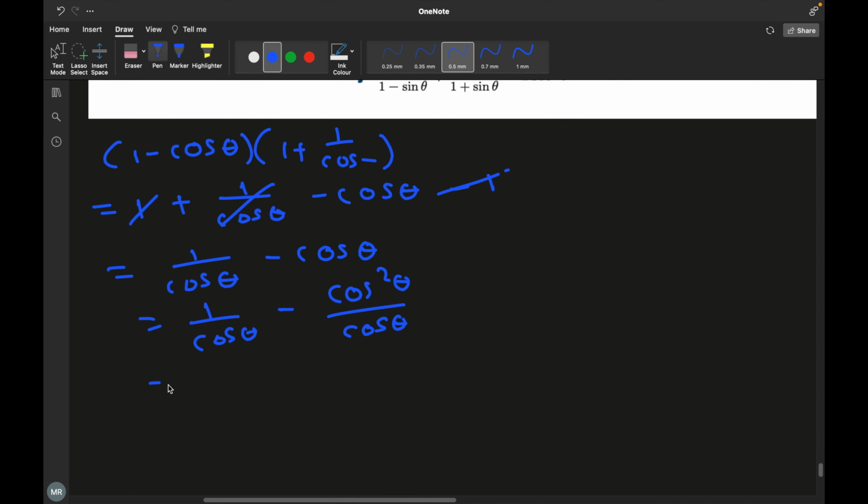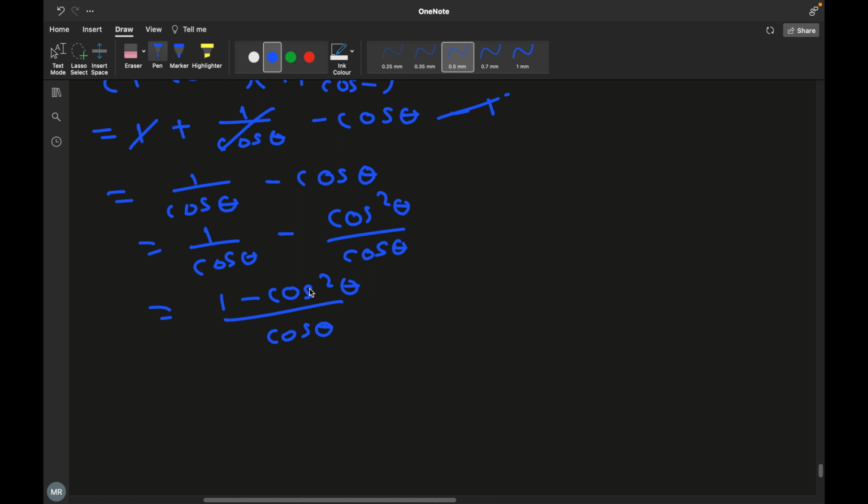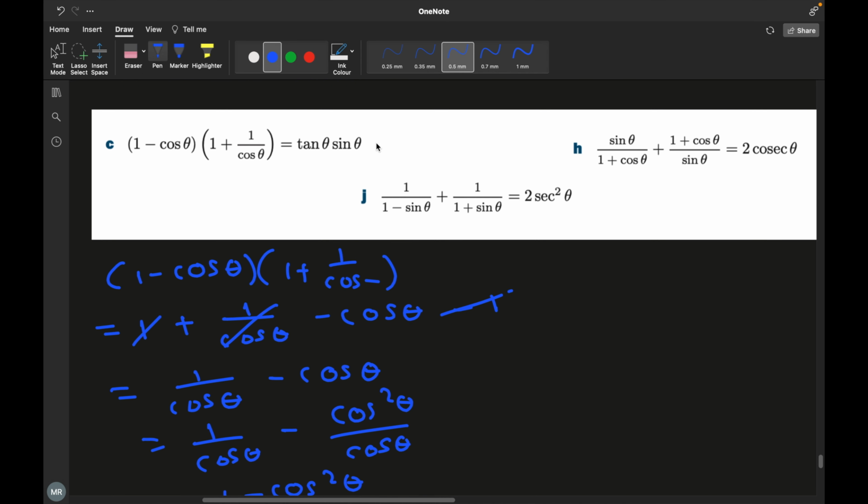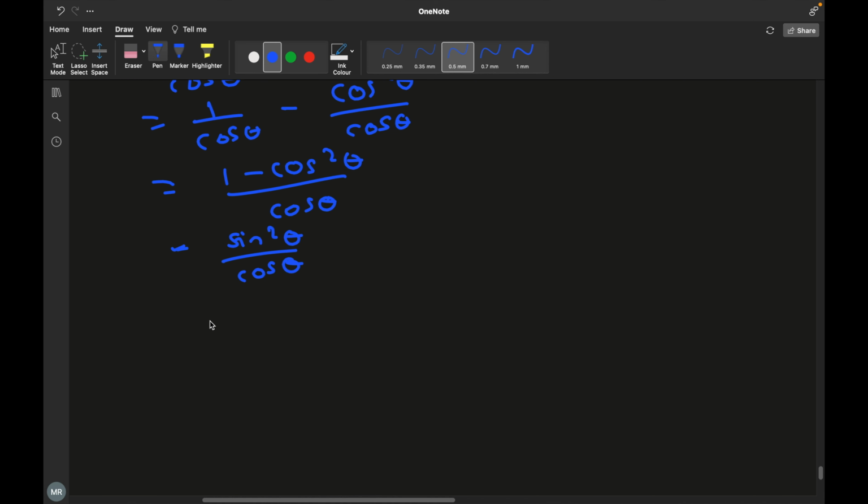Since it's the same denominator, we can add the numerators, divided by cos theta. We know that 1 minus cos squared theta is sine squared theta, divided by cos theta. And now they want it in this form, right? So what we can do is write sine theta by cos theta into sine theta. We know that this is tan theta into sine theta. Therefore, proved.